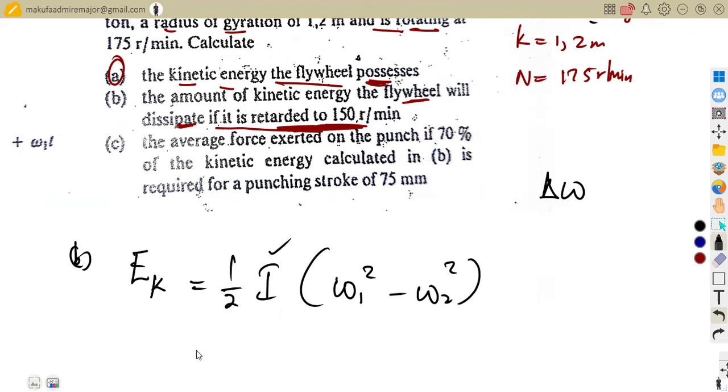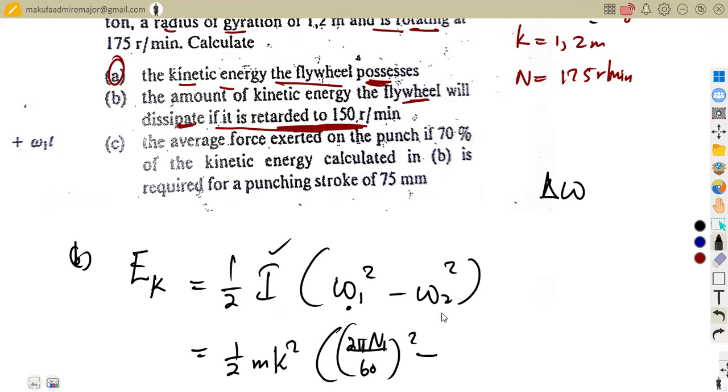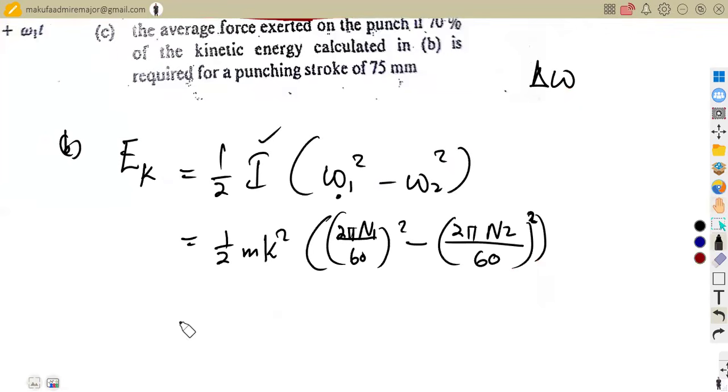So nothing is going to change. It's going to be the same, half of mk squared. We talked about this. How do you calculate it? So it's going to be (2 pi n1 over 60) squared, minus, we also talked about this, (2 pi n2 over 60) squared. So we're just manipulating our formulas to suit in our information that we have. So that's it. With this information, we can substitute whatever you are given.